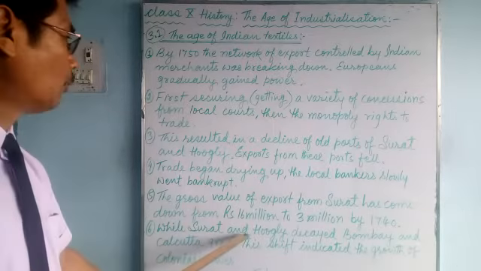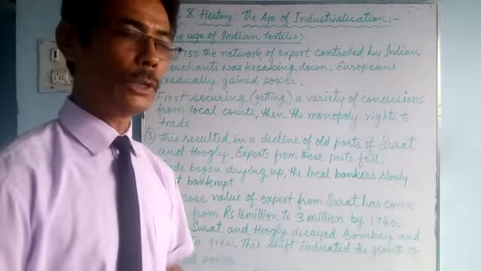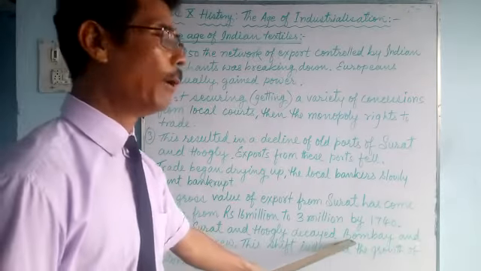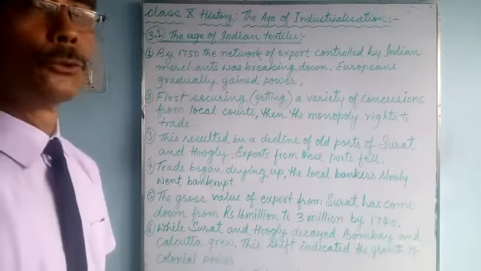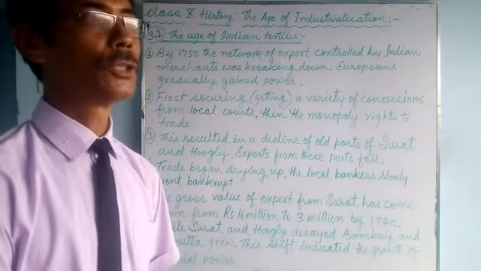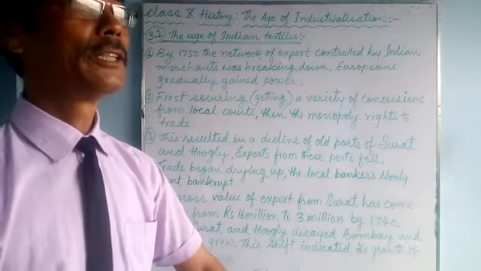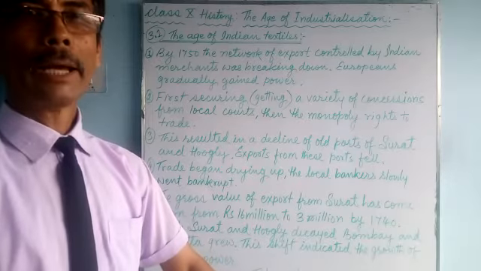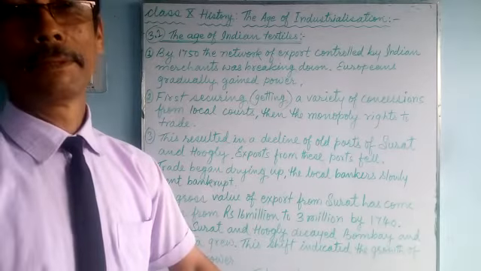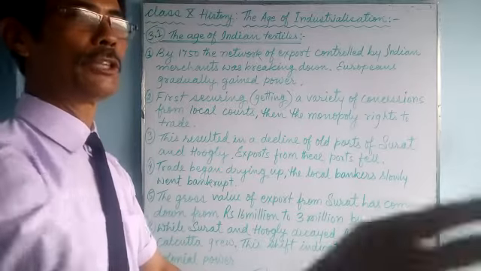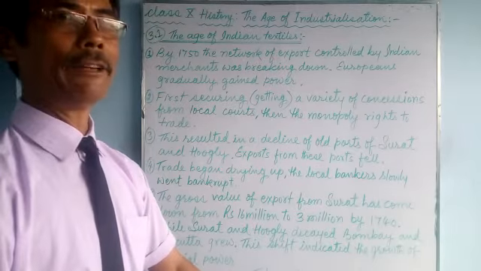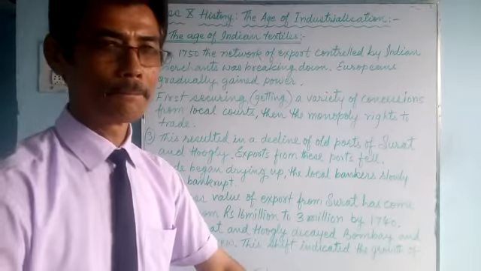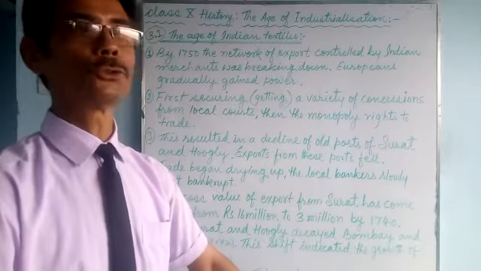While Surat and Hooghly trade declined, Bombay and Calcutta grew, because the Europeans started exporting goods from Calcutta and Bombay. So all the goods were exported from Calcutta and Bombay, and very little goods were left for Surat and Hooghly, from where Indian traders used to trade.